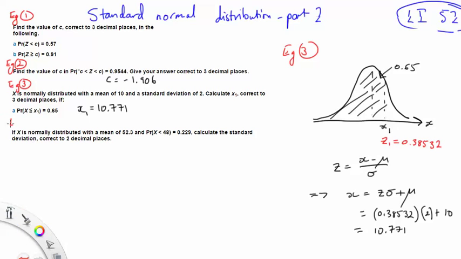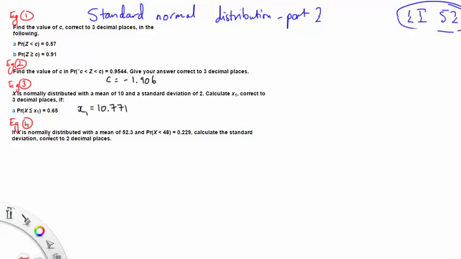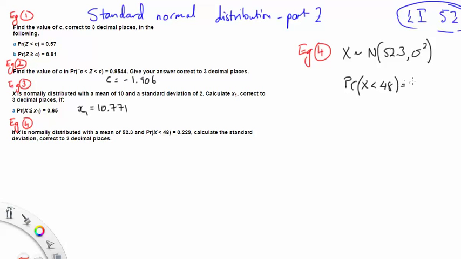Okay, example 4. This is where it gets kind of tricky. This is about as tricky as it gets. X is normally distributed, so let's throw down everything we know. Let's put down all our information. We know that x is normally distributed with a mean of 52.3 and a sigma we don't know. But we know the probability that x is less than 48 is 0.229.